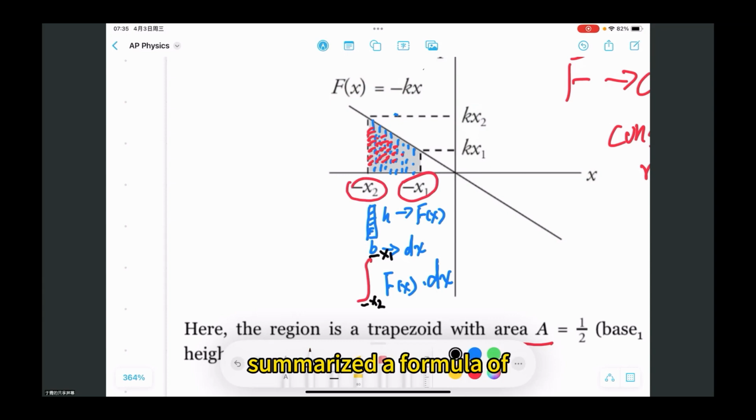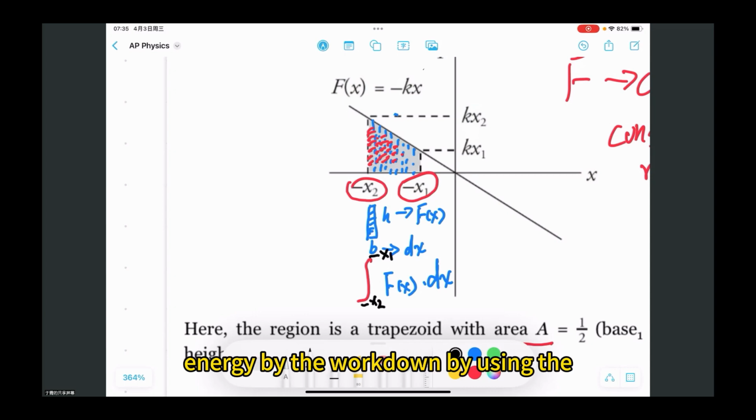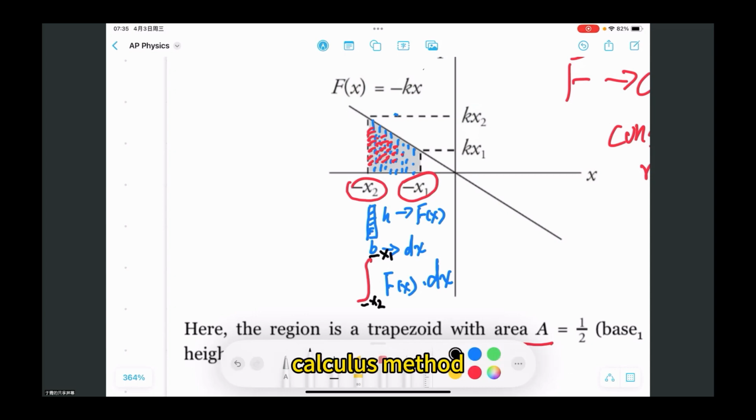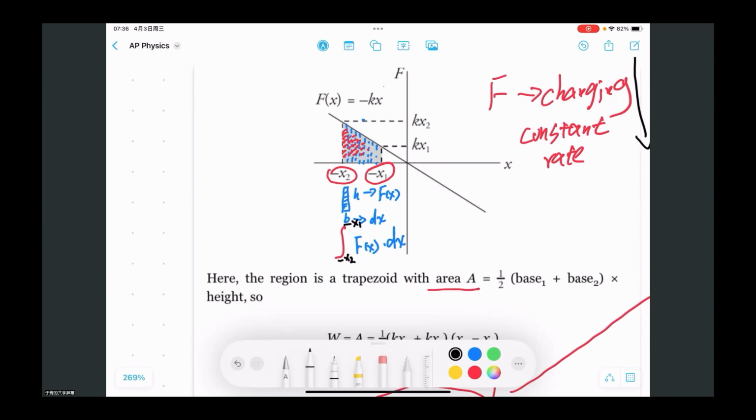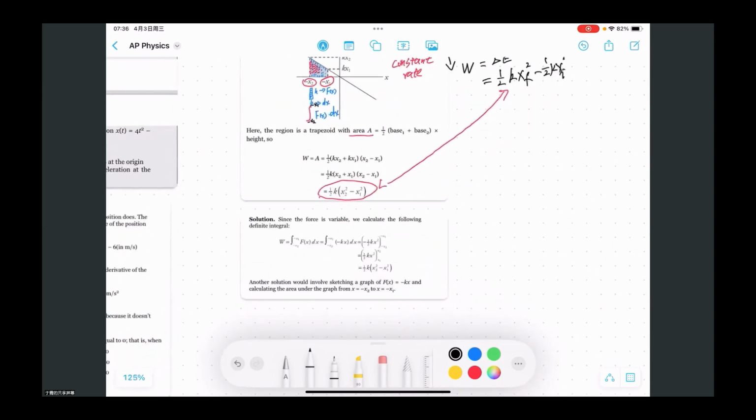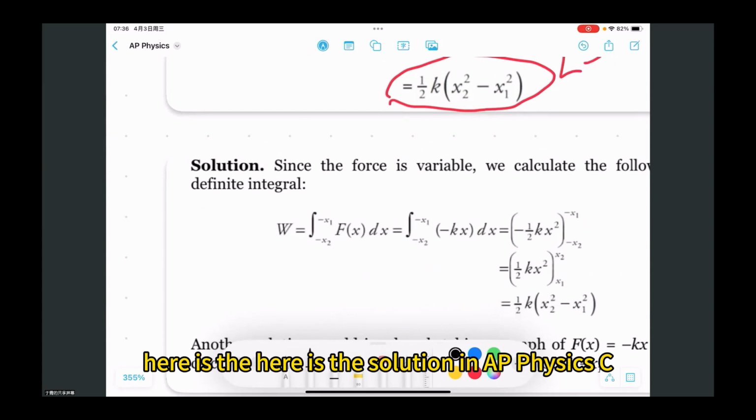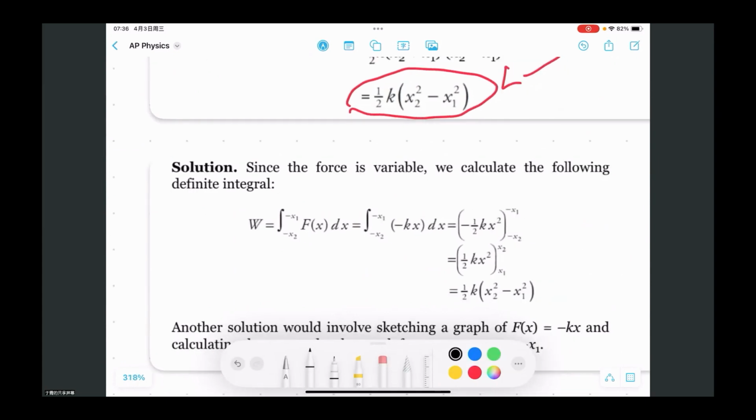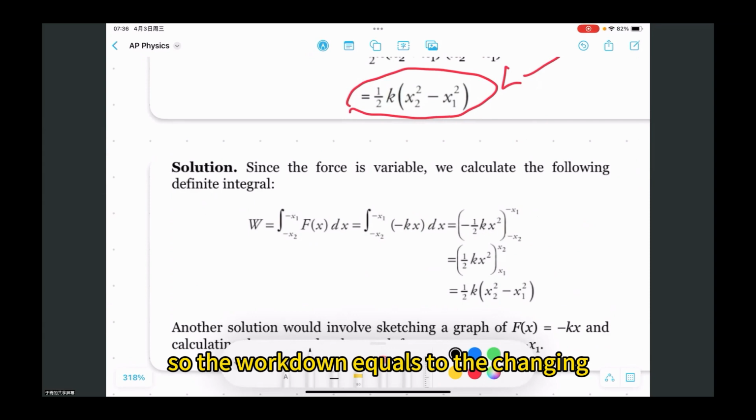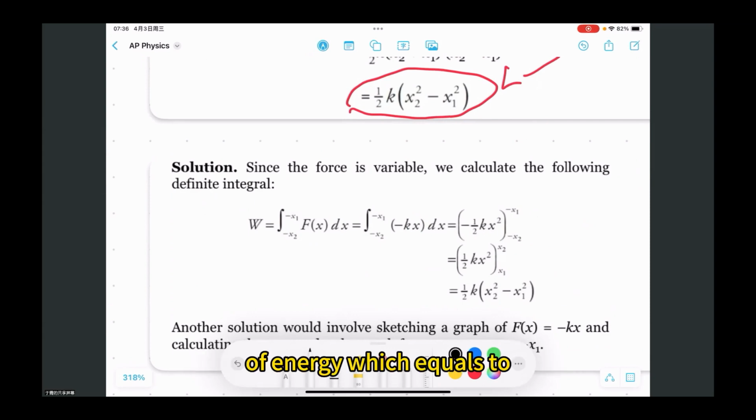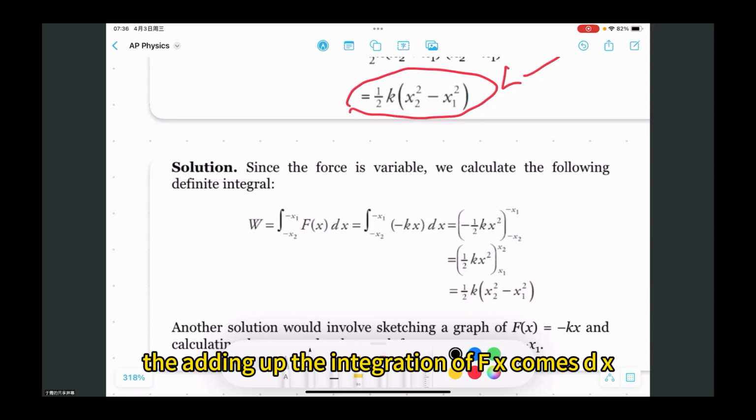We summarize a formula of adding up all the changes in energy by the work done by using the calculus method. All right, here is the solution in AP Physics C. So the work done equals the change of the energy, which equals the adding up, the integration of Fx times dx.